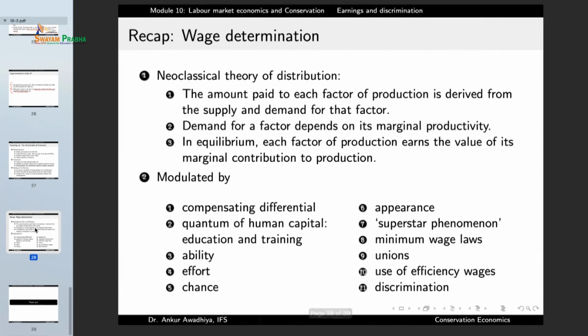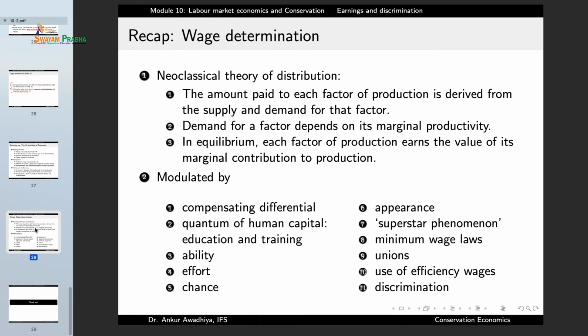And so to sum up, when we talk about wage determination, the neoclassical theory of distribution says that the amount paid to each factor of production is derived from the demand and supply for that factor. The demand for a factor depends on its marginal productivity, and in equilibrium, each factor of production earns the value of its marginal contribution to production. So, this is what the neoclassical theory of distribution says.